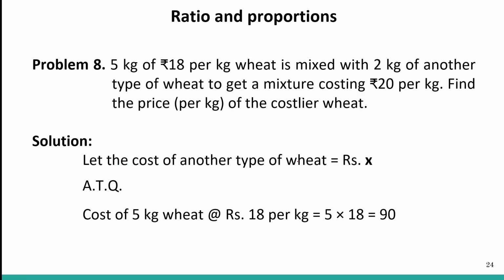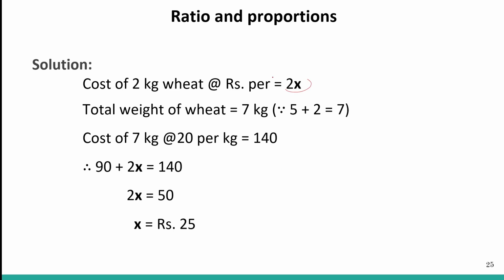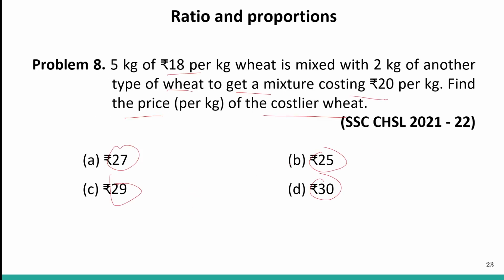So let the cost of another type of wheat be x. Okay, this is how we proceed for this kind of word problem. If something is asked there, let that number be x. Okay, so according to the question, the cost of 5 kg wheat at 18 per kilo is 5 into 18 is equal to 90, right? So the cost of 2 kilo wheat is 2x, if the cost of 1 kilo wheat is x. Okay, so total weight of wheat is 7 kilo. So the cost of 7 kilo at the rate of 20 is 140. So 90 plus 2x is equal to 140. So 2x is equal to 50. x is equal to 25. So x is equal to 25 is the answer. So this will be the correct answer.